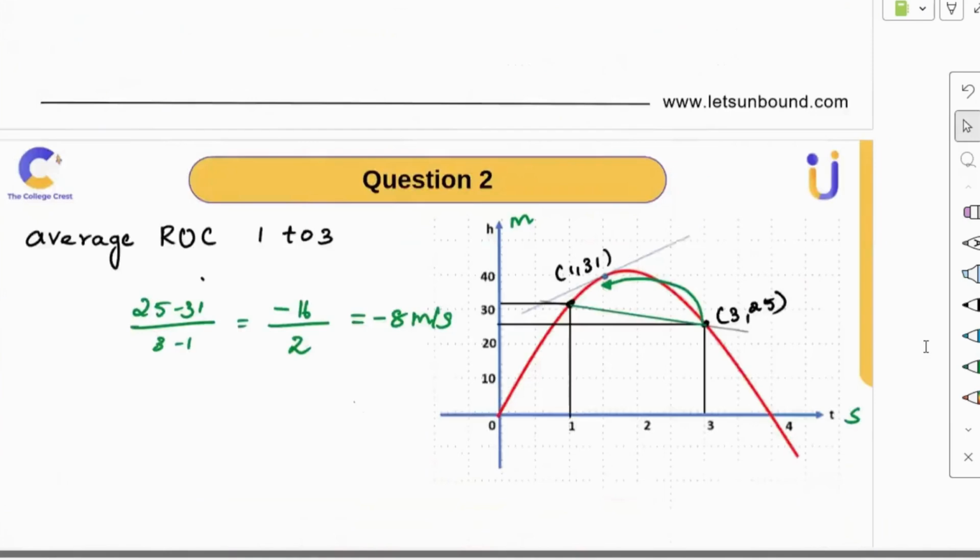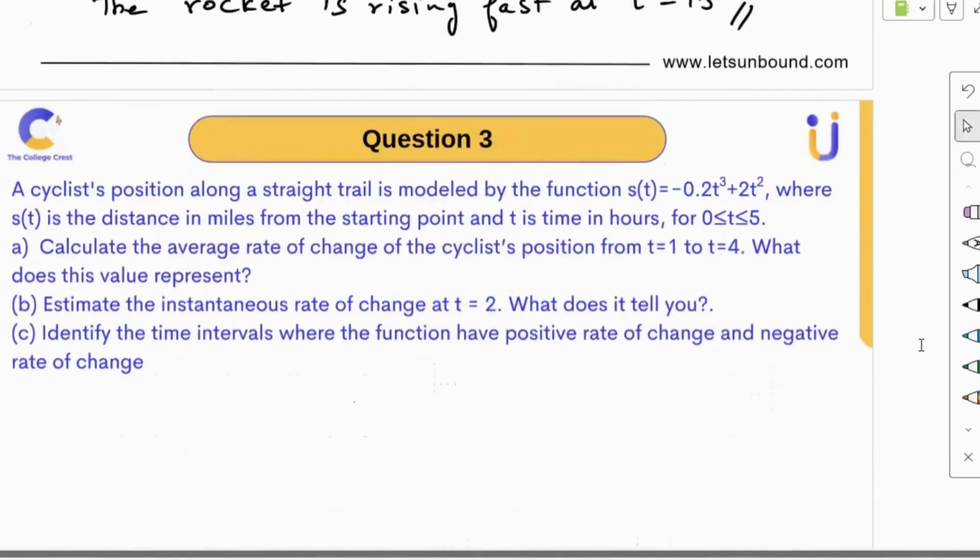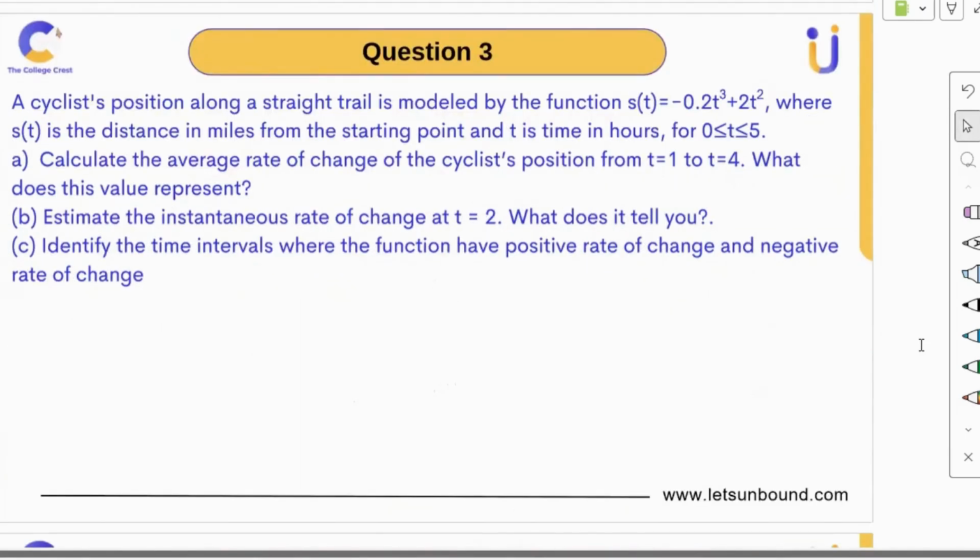Hope this is clear. Now, the last question, an analytical solving. A cyclist's position along a straight trail is modeled by the function S of t equals negative 0.2 t cubed plus 2t squared, where S of t is the distance in miles from the starting point and t is time in hours.